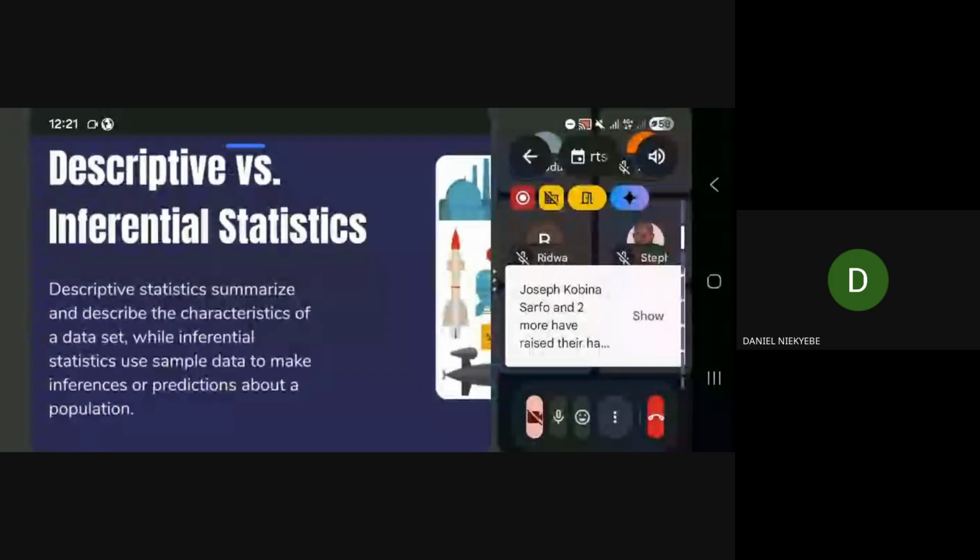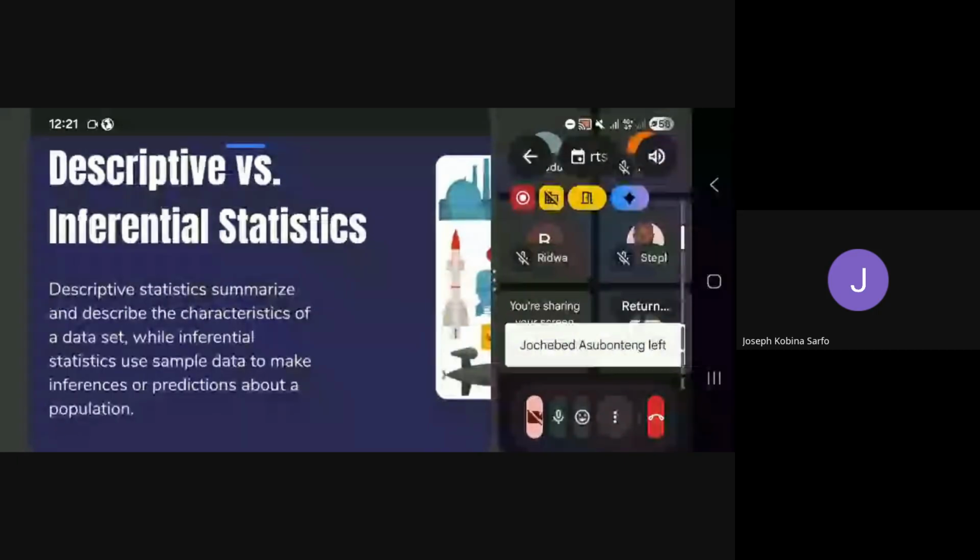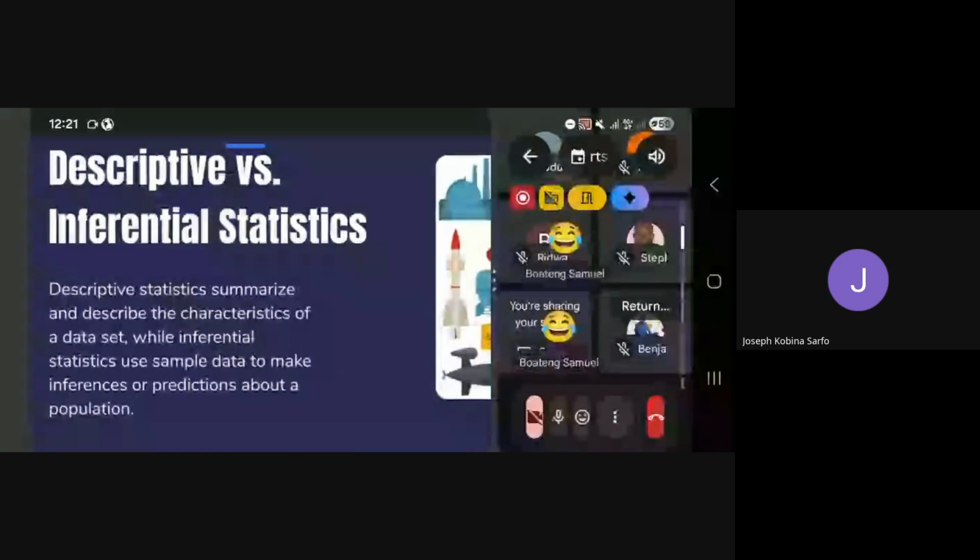Okay. So, Joseph, Kobina. You can say that in descriptive statistics. Kobina or Kobina? It's Kobina. Oh, okay. So are you descriptive or inferential? I'm descriptive. Go ahead, Joseph. Yeah, descriptive. You go ahead.